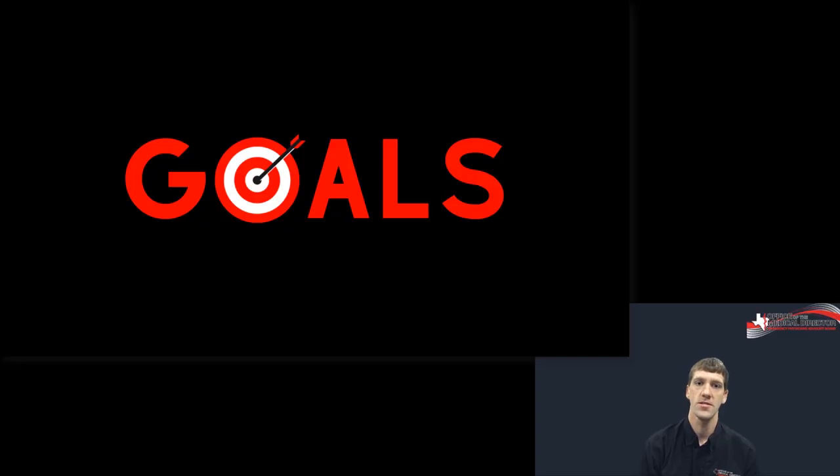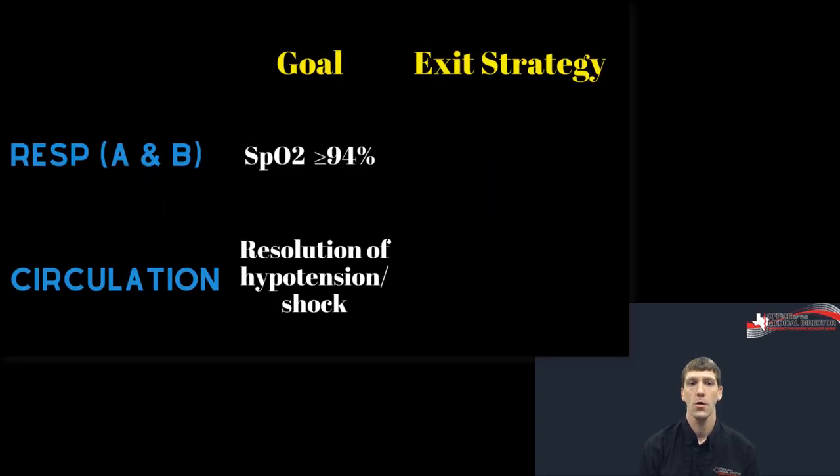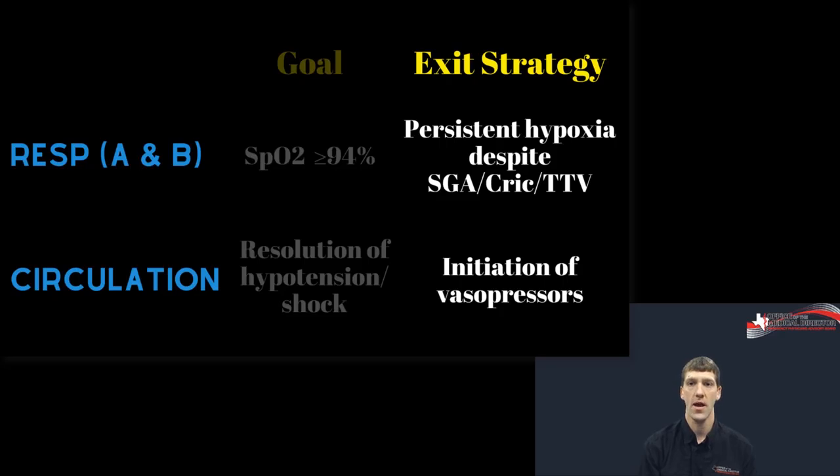Let's talk about our goals now. So our goals for our crashing patient medical, for respiratory, it's going to be an SpO2 greater than 94%. Or for circulatory, as we talked about, we adjusted this for the vast difference in ages of children, and so it's resolution of hypotension or shock. Essentially, we're bringing that patient up to the lowest blood pressures that would be appropriate for their age. Or we're going to initiate our exit strategy.